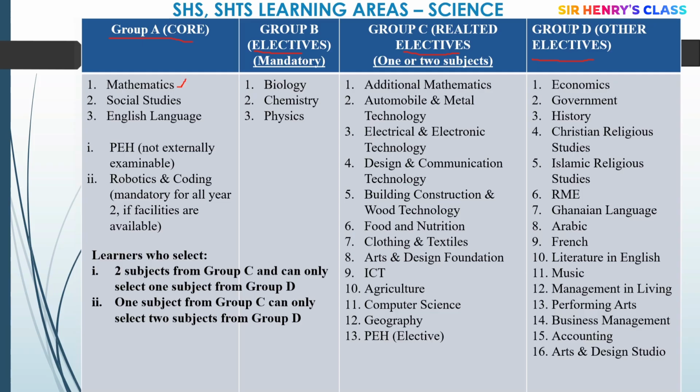So for the core, we have maths, social studies, and English language. Previously, if you were doing science, you'd be doing science as a subject under the core subjects. But now for science students, we have taken science itself out. You'll be doing what we call PH, physical education and health. You'll be doing robotics and coding in Form 2, just like I said. But the PH is not externally examinable.